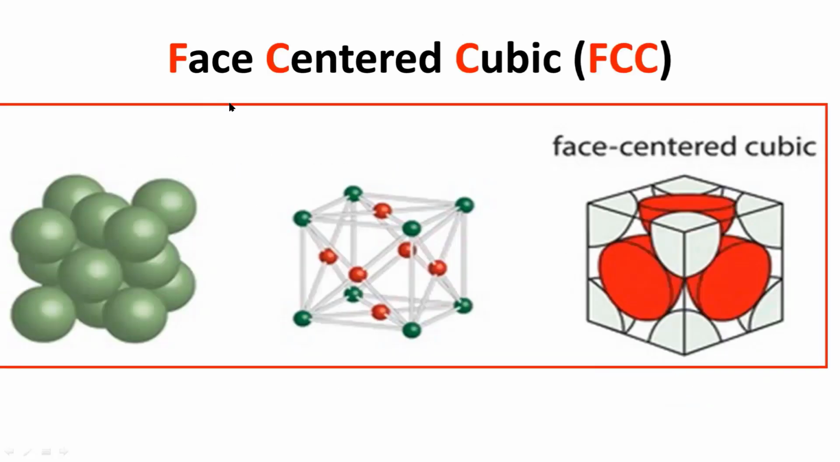The second crystal structure under focus here is face-centered cubic, called FCC in short. In face-centered cubic, there will be 8 atoms at the corners, and as the cube has 6 faces, at the center of each face, 1 atom will be there. If you focus on the right side figure, the corner atoms are showing only 1/8 presence in the cube, whereas the face-centered atoms are showing their presence 50% within the cube.